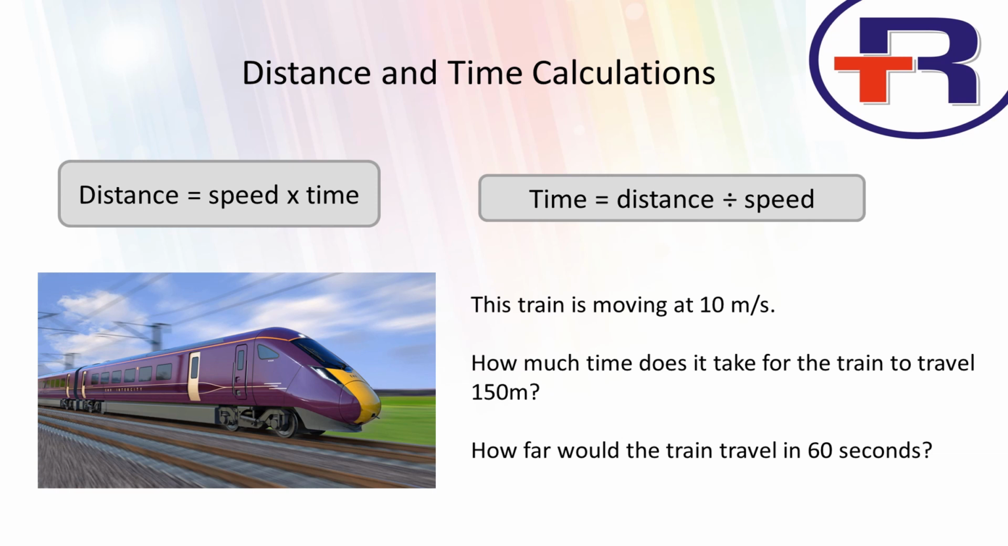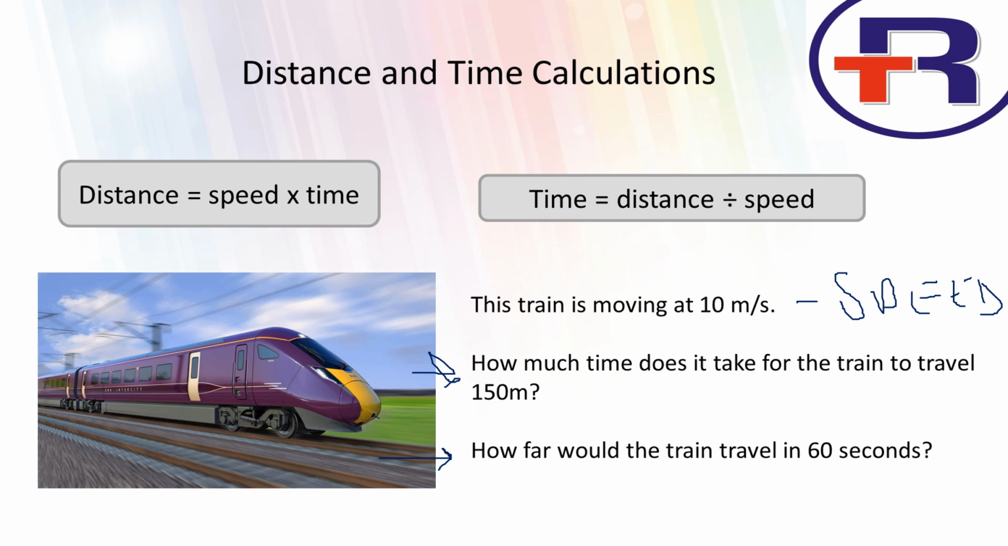To work out a distance calculation, it's the speed multiplied by the time. In this example here, we've got the train. The train is moving at 10 meters per second. That's telling us the speed of the train. These are the two questions. How much time does it take for the train to travel 150 meters? Or how far would the train travel in 60 seconds?